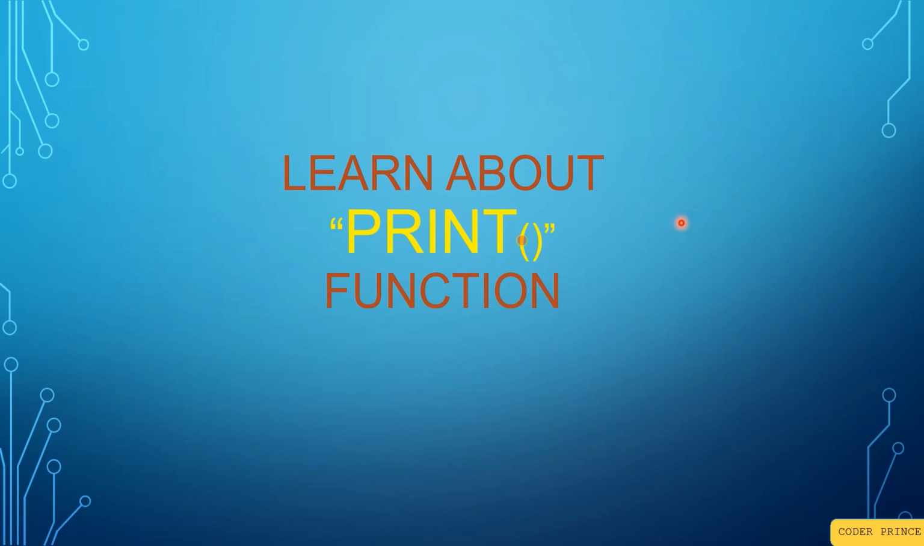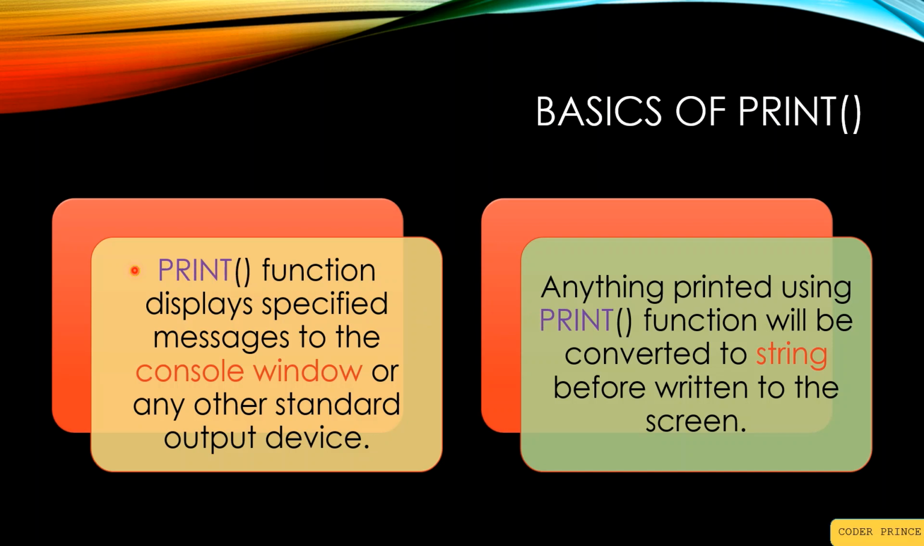In this video, we will learn about the print function. A print function in Python is a function that is used to display specified messages to the console window or any other standard output device that is connected. So anything printed using the print function will be converted to a string before it is returned to the screen.